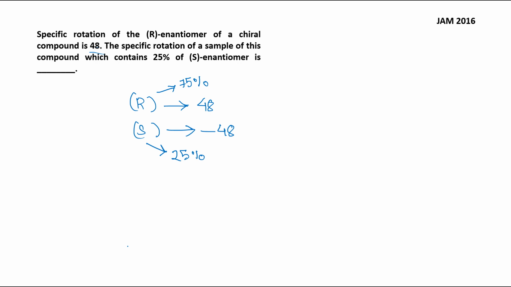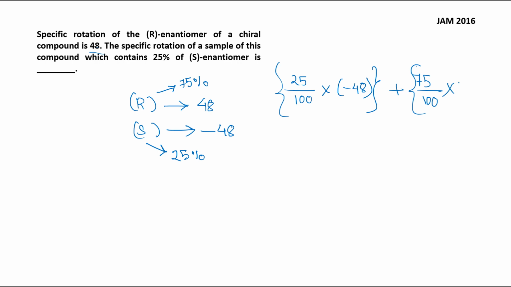And overall, what will be the specific rotation of the mixture? That is what we have to find. So what will we do? 25% of S, that means it should be multiplied by minus 48. So this is for S. Now 75% is for R, and in this case it should be multiplied by positive 48. Now if you do the calculation, you will see it will be 24.